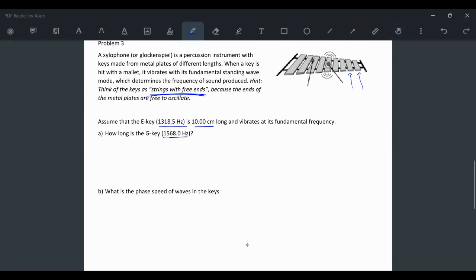We're also told what a G is. A G is 1568.0 hertz. So the first ask is to find out how long this key that makes a G note is.